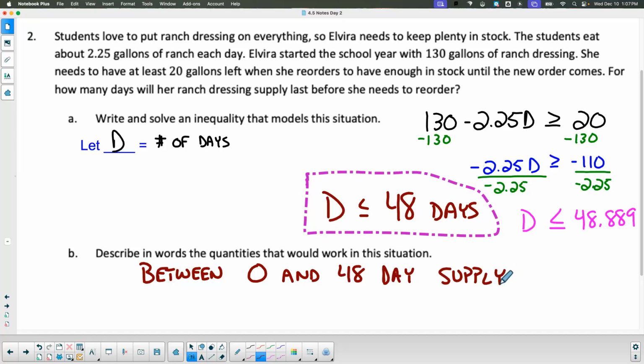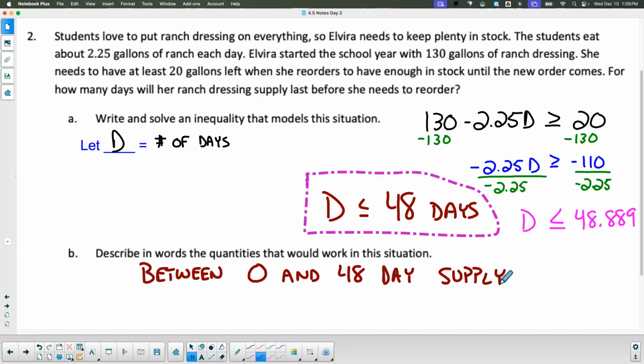Okay. So sometime before or between 0 and 48 days, she's got to reorder, and then the day counter would reset once the order comes in. Elvira has to reorder supply before the 48th day. Before, because she's got at most 48 days' worth of supply. So before 48 days. Yep. Good?